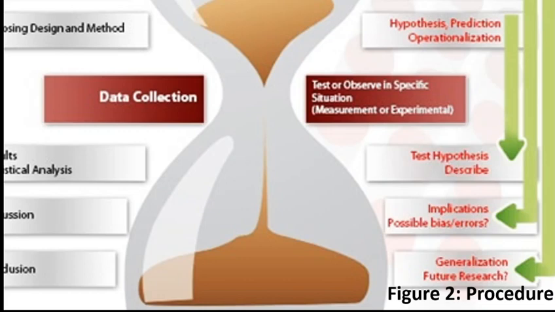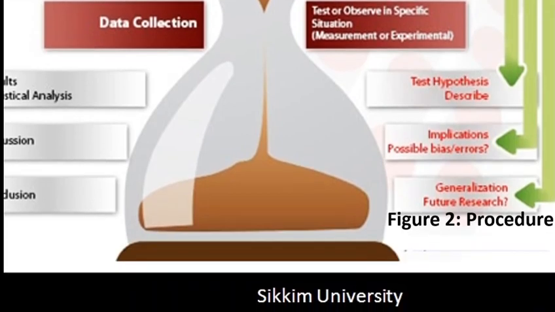Once the data has been collected, needful statistical analysis is performed, inferences are drawn. These inferences will approve or disapprove the formulated hypothesis. Then we look onto the implications and possible bias or errors that has been committed. And in the conclusion, we will try to generalize our findings and specify certain future direction in the research initiative.